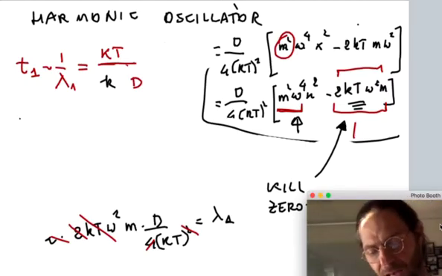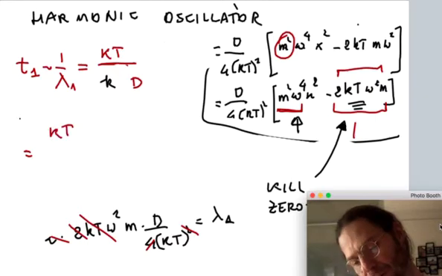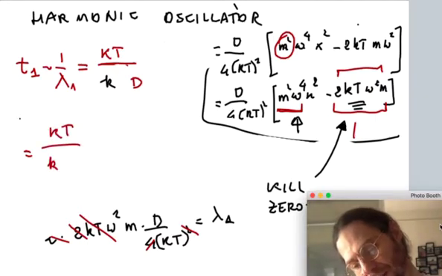Let's now take one step further and remember the fluctuation-dissipation relationship that tells me T over m gamma.